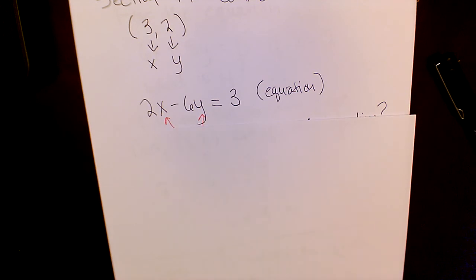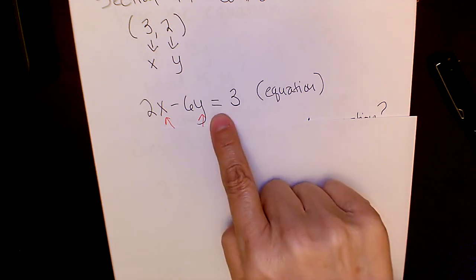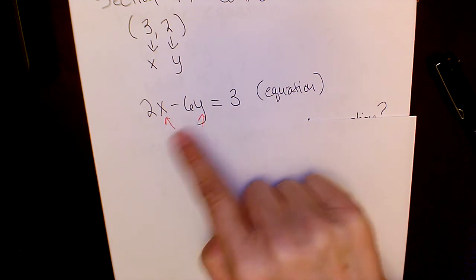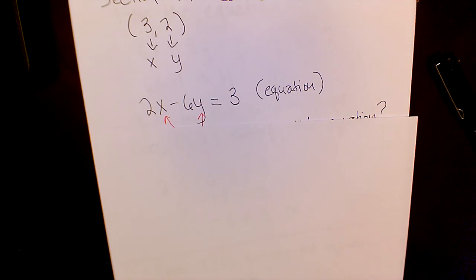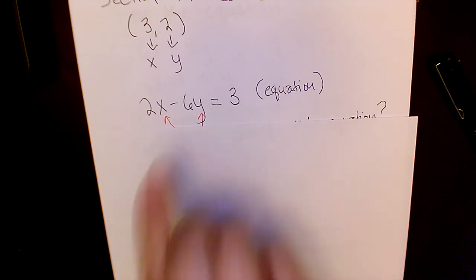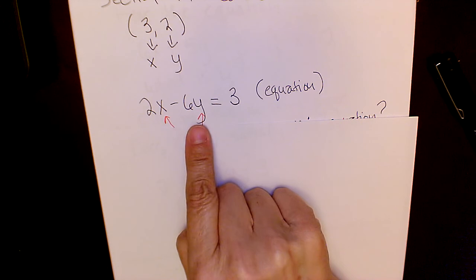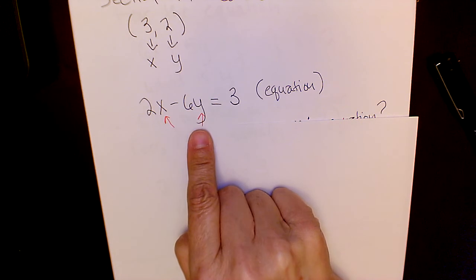So here's an equation: 2x minus 6y equals 3. And right, we know it's an equation, it's got an equals, but we're not used to seeing two variables in our equations. We're used to working with one variable, like maybe just an x or a y, but not both. But now we're going to be seeing both in our equations, an x and a y.